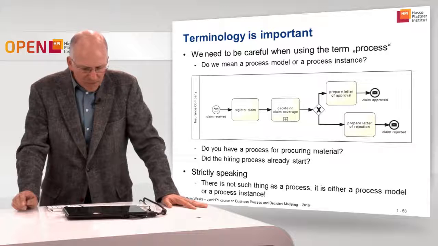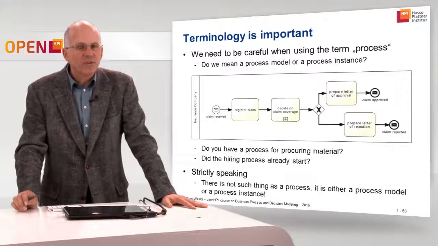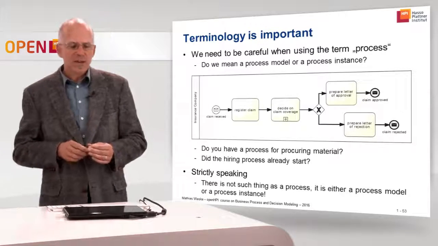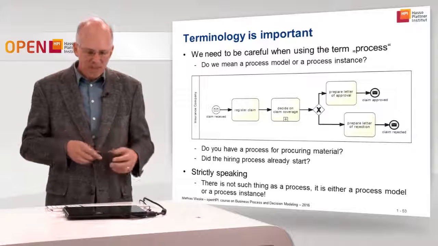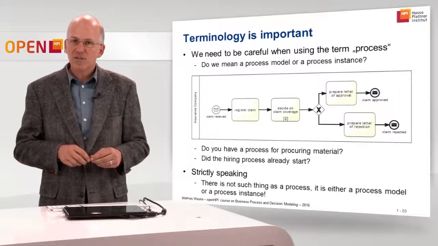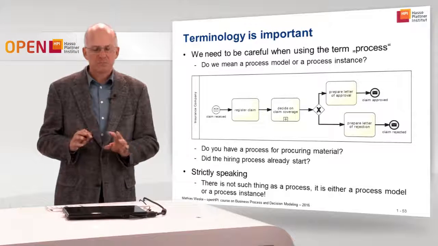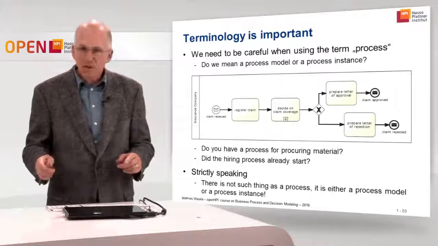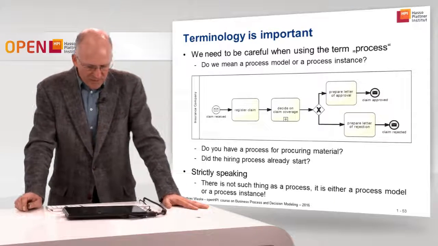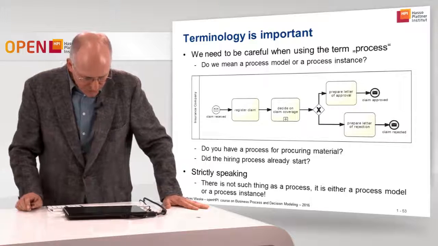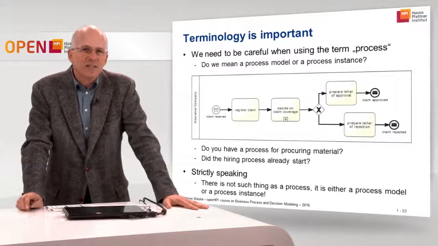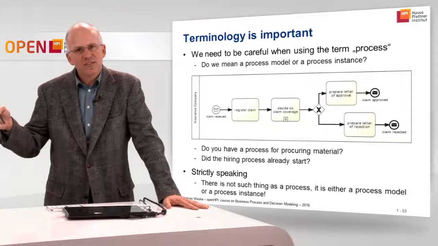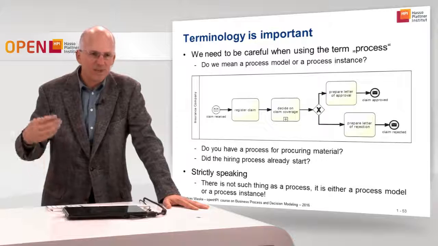I also like to stress that terminology is important, because whenever a number of people with different backgrounds speaking different technical languages need to agree on a common language, terminology is very important. So we need to be careful when using the term process. So far we have been quite sloppy in using the term process, but now we can ask, do we mean a process model or do we mean a process instance? So when we hear sentences like, do you have a process for procuring material? Do you have a process for that? Probably we mean, is there a documented process model for that? Or is there a documented process for that? And that is ideally done in the form of a process model.